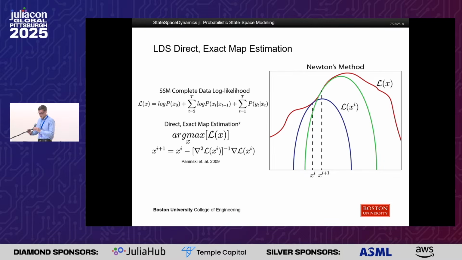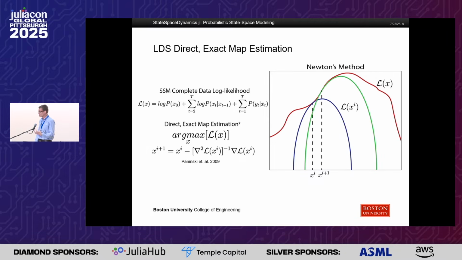Now, what's interesting about this, or what's maybe obvious to some of you, is that in a linear dynamical system where you have linear dynamics and Gaussian emission models, this likelihood function is quadratic, and Newton's method will converge in a single step. So actually, this is just as fast, the same time complexity as the Kalman filter smoother, and it's mathematically equivalent in the linear Gaussian case.